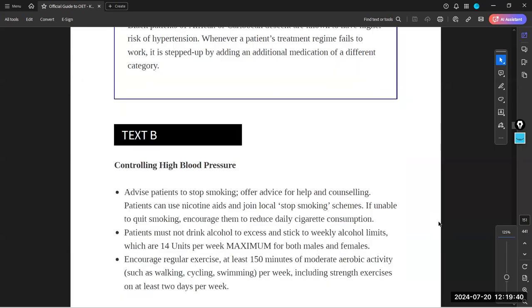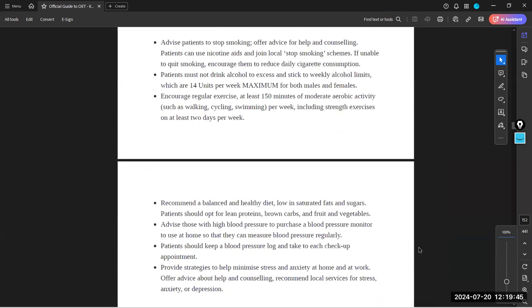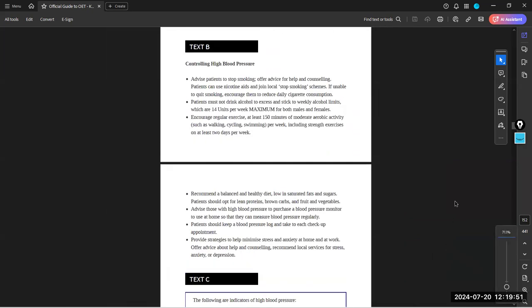Okay, now this is text B. Let me zoom out just to be able to see the full passage. You can read text B. Wait, yeah, I think this is better. I'm sorry, maybe it's a little small. It's fine.